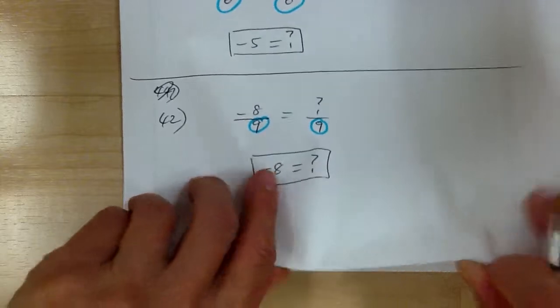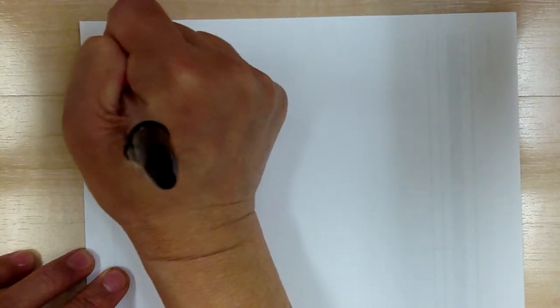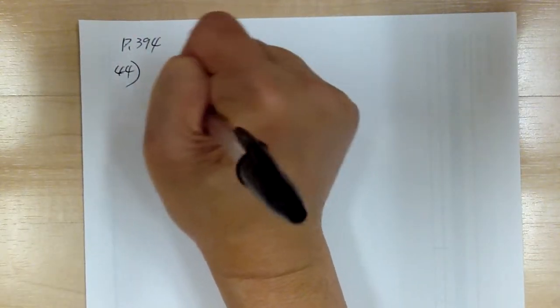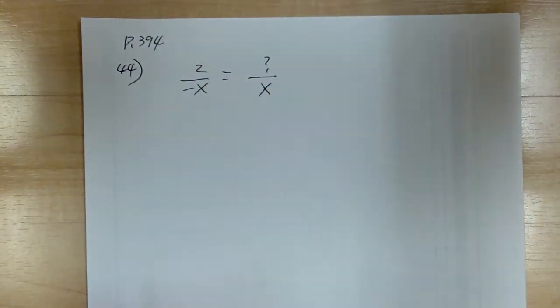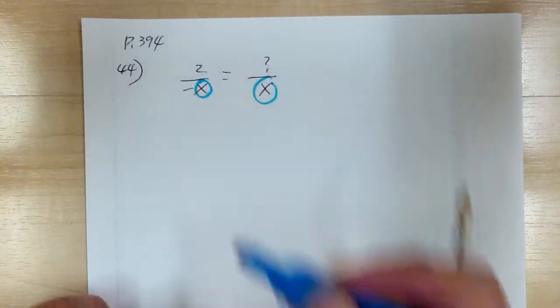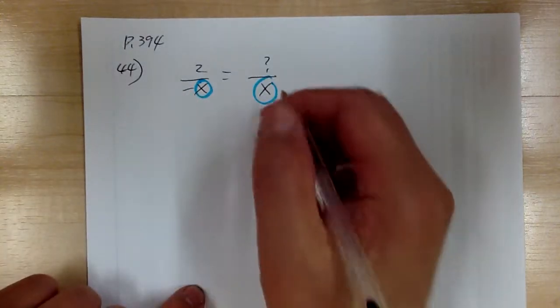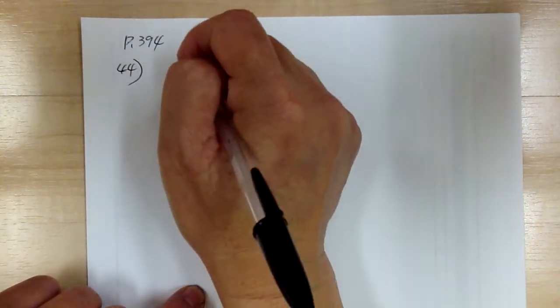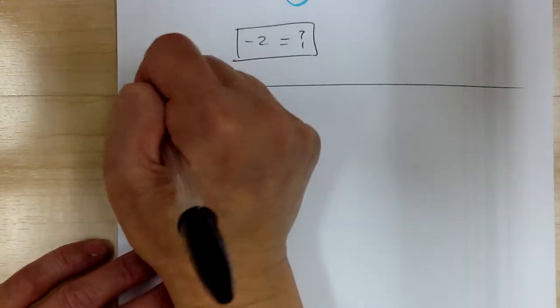Okay, let's go to 44. You have 2 over negative x equal to question mark over x. So that's going to take care of whatever is not a question mark. The x matches up with the x, right? So that means the question mark will match with whatever is left over. The question mark will equal, the negative can go anywhere, so it'd be negative 2, and that's it. So you can just do the matching.